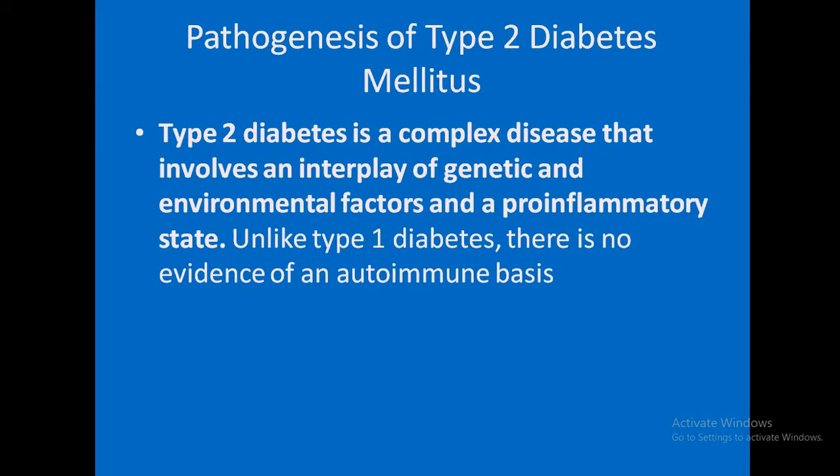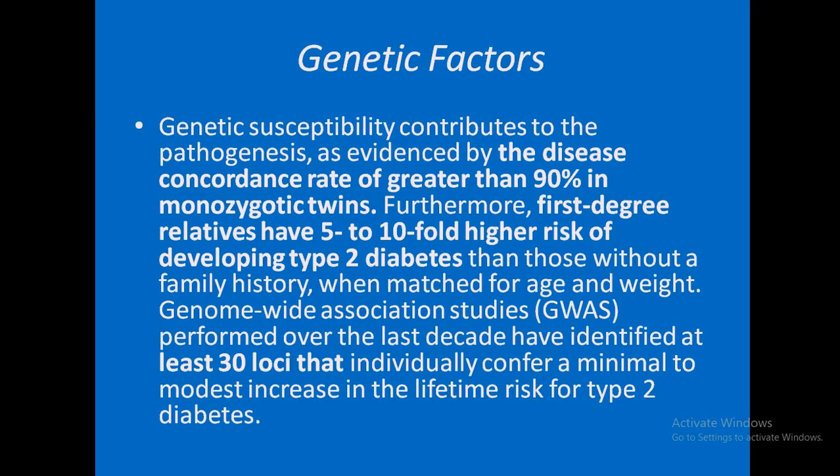Now let's come to the pathogenesis of type 2 diabetes mellitus. Type 2 diabetes is a complex disease, and it involves an interplay of genetic and environmental factors with a pro-inflammatory state. But there is no evidence of an autoimmune basis for type 2. The genetic factors: genetic susceptibility contributes to pathogenesis.